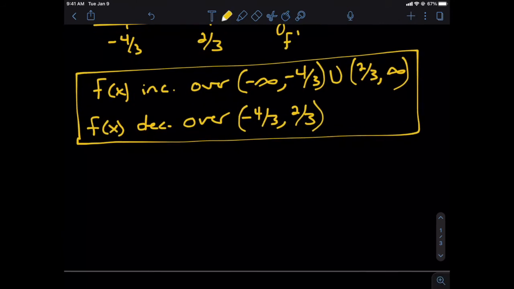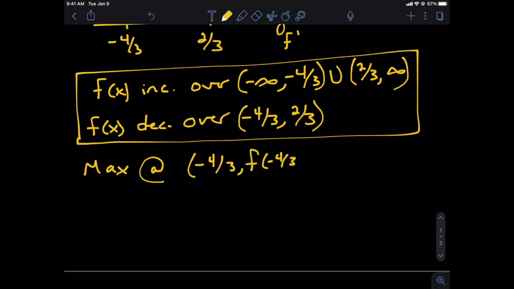Since we go from positive to negative at negative 4/3, this means we have a local max at negative 4/3, comma, whatever we get when we plug in negative 4/3 to the original function. Once again, let's save a little bit of time by foregoing the calculations, and you can take my word for it. When you plug in negative 4/3 to the original function, you're going to get the value 143/9. So this is where our local maximum is.